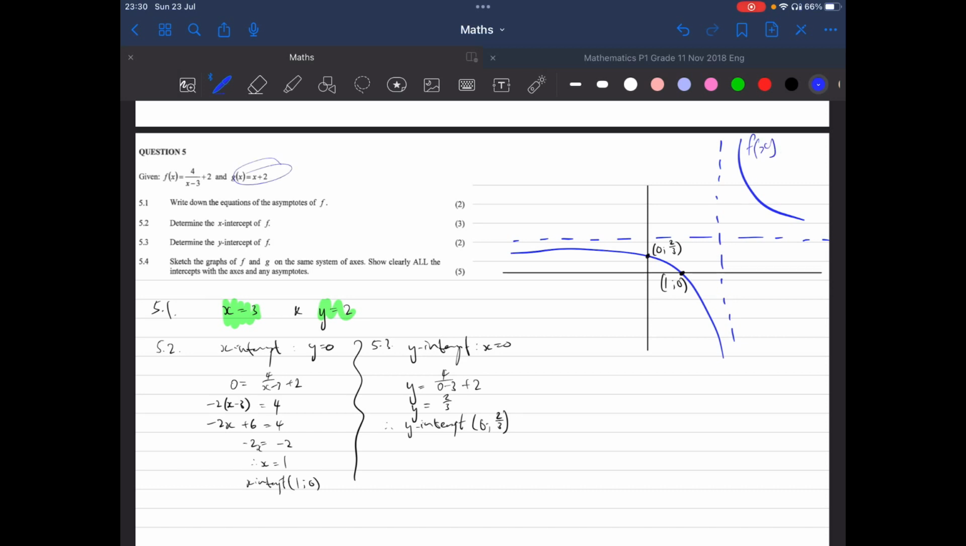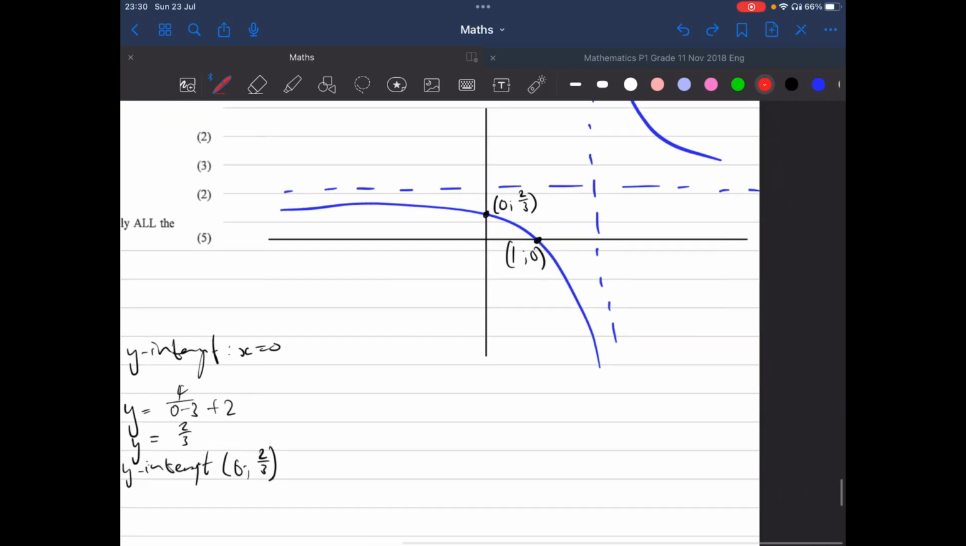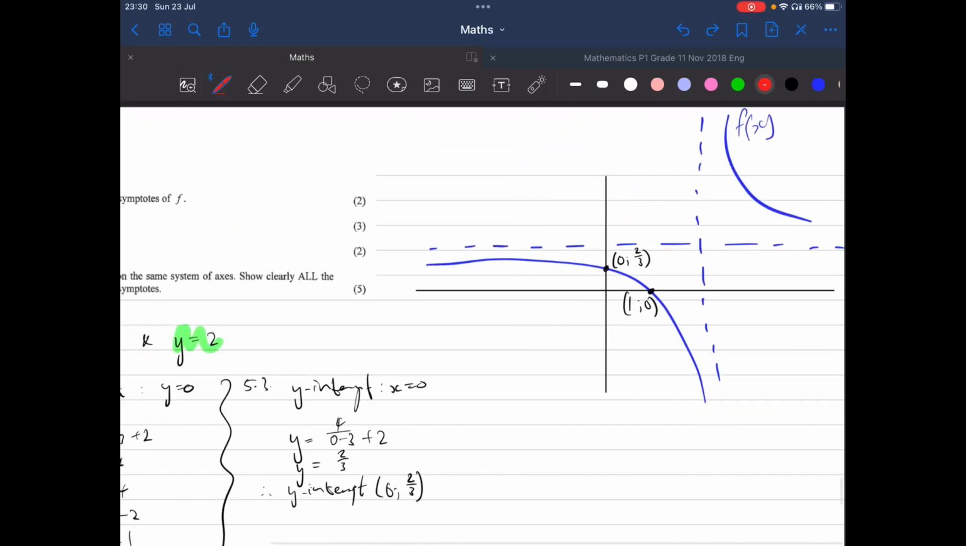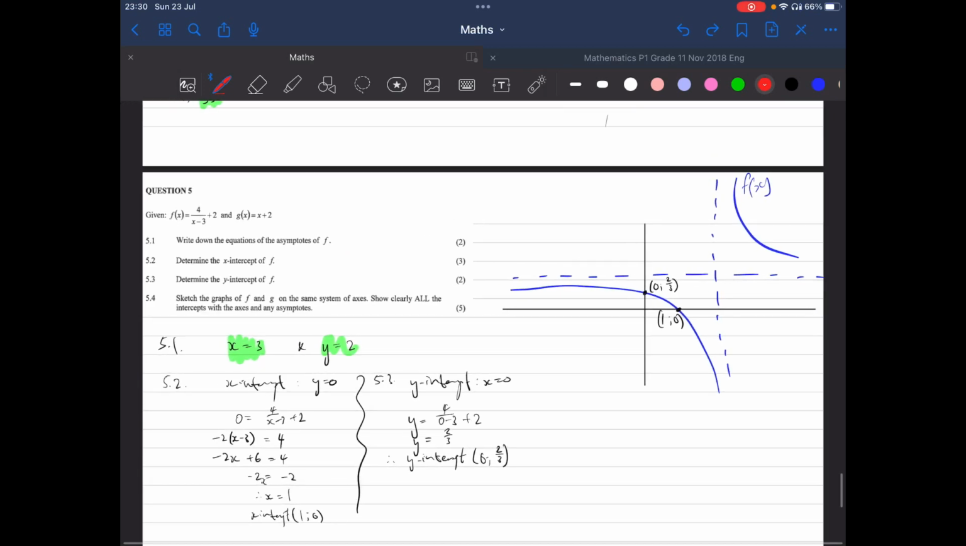Now let's do g of x. I'll do that in red. g of x is just a straight line, x plus 2, y equals x plus 2. What does that mean? That means that we had a straight line and then it got shifted up by 2 units. We started off here with y equals x and it moved up by 2 units. So we'll take the straight line and just move it up 2 units.